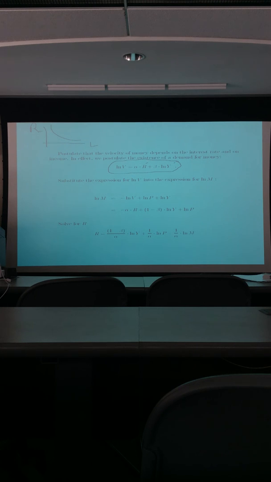Okay. So now the next step is to substitute this into the log for the money supply, and that's what I'm doing here. I solve for the money supply, and I'm now going to substitute this in there. It's going to be this. And now what I'm after is the interest rate, so I solve for the interest rate. So here is an equation for the interest rate.